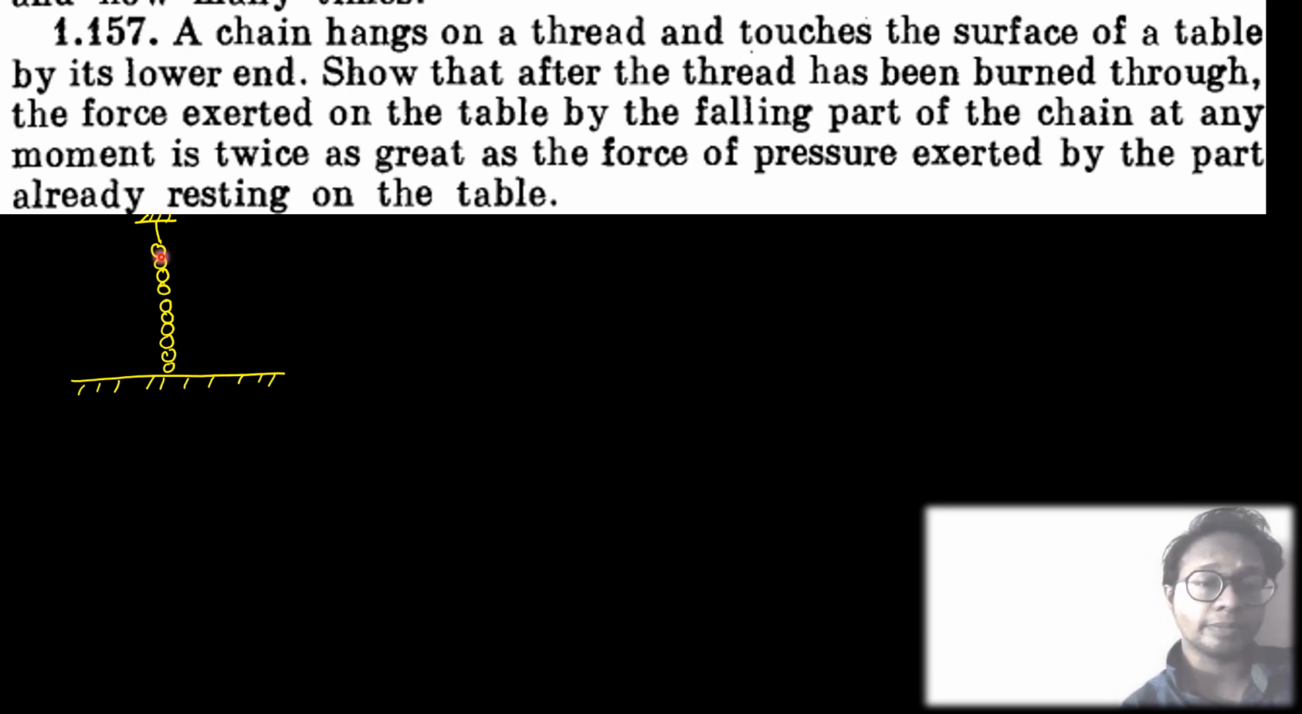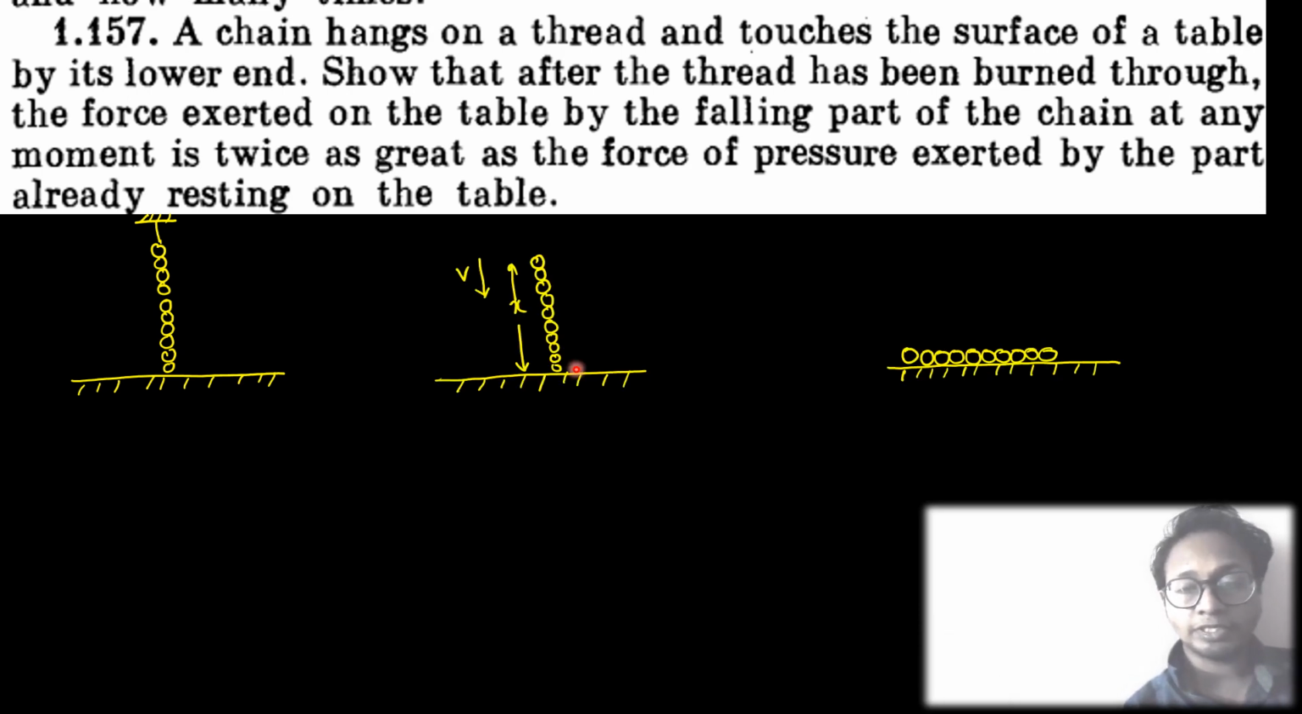So in this question, somebody is holding this chain. This chain is held by a thread on top of a table. Now the question is saying, show that if the thread is cut off, the chain will drop on the table. The question is asking, show that when the chain is dropping on the table, the force exerted by the chain on the table is double that of when the chain is already resting on the table.